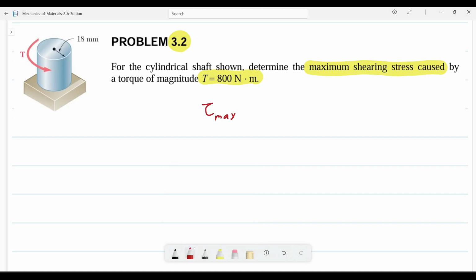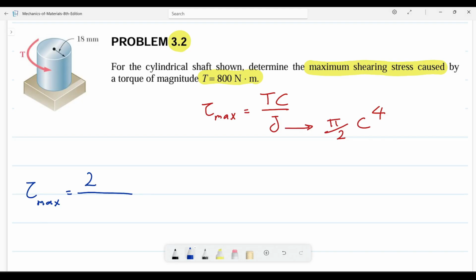Tau max is equal Tc divided by J, which J for cylindrical shaft is equal pi divided by 2 c to the power of 4. In another way, we can say for the cylindrical shaft we have tau equal 2T divided by pi c to the power of 3, which here we have T and pi.